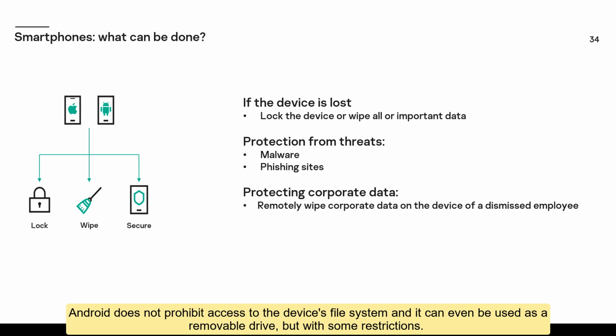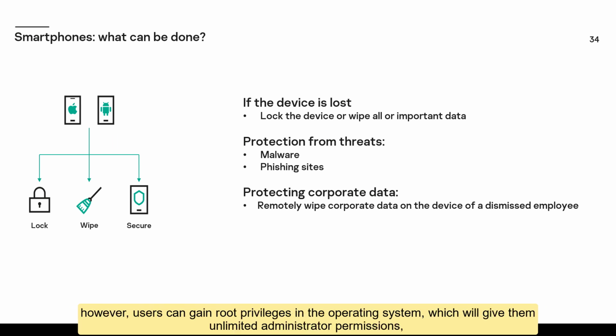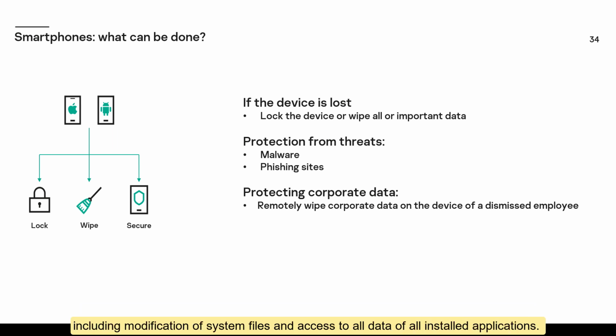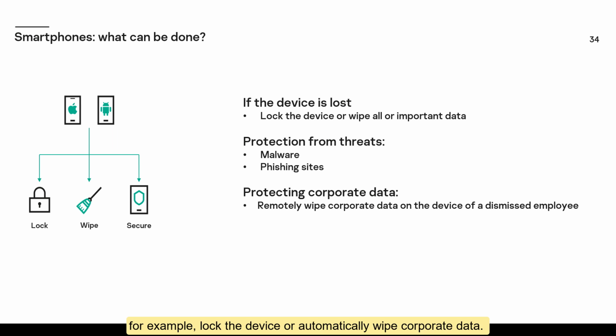Android does not prohibit access to the device's file system, and it can even be used as a removable drive, but with some restrictions. All Android applications run in an isolated environment and system files have read-only access. However, users can gain root privileges in the operating system, which will give them unlimited administrator permissions, including modification of system files and access to all data of all installed applications. Kaspersky Endpoint Security for Mobile cannot prevent this, but can detect rooting, notify the administrator, and perform a preconfigured action. For example, lock the device or automatically wipe corporate data.